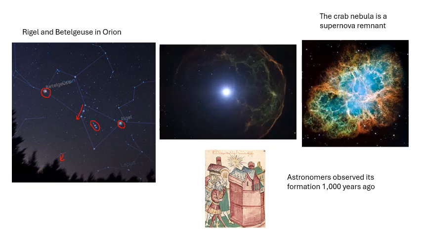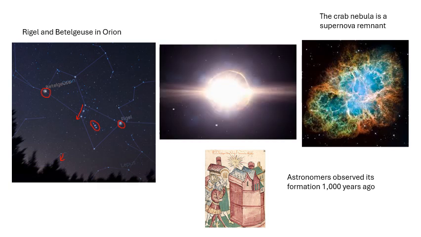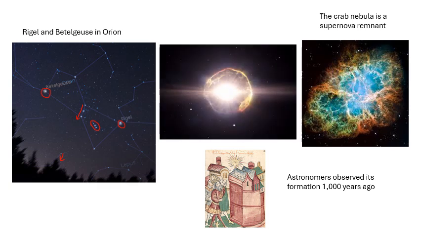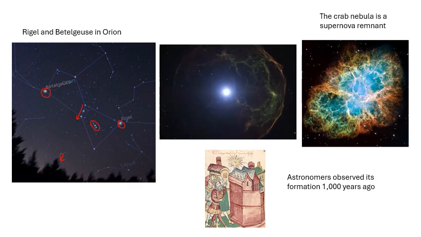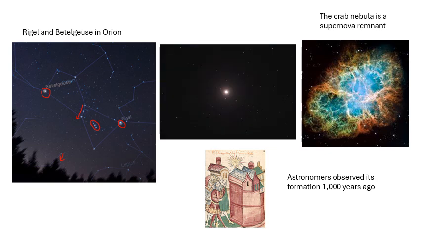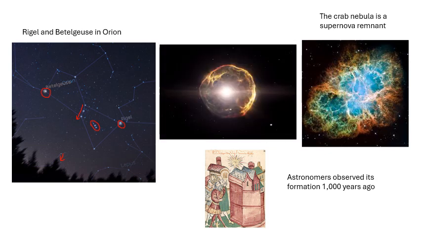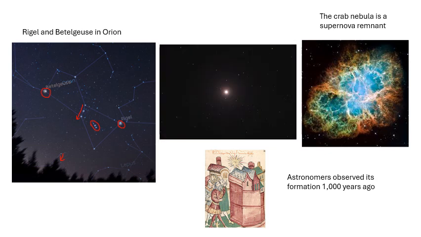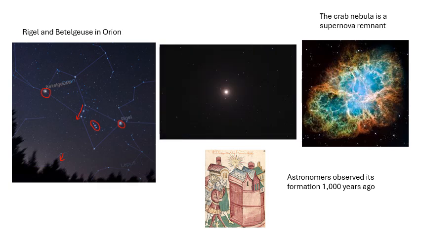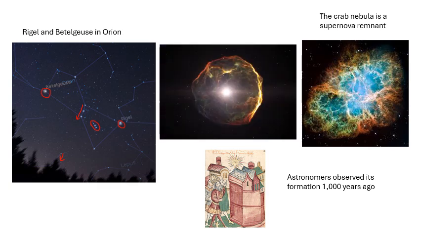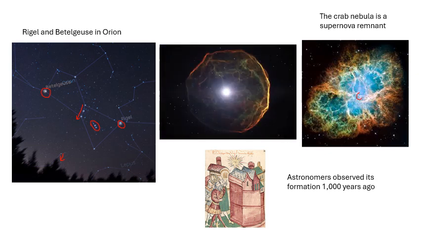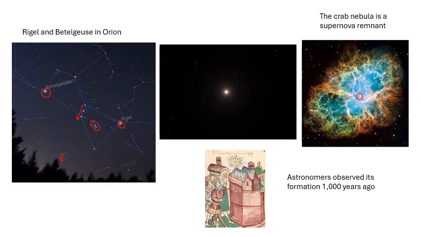Here is an animation of a supernova, and it's boom, there you go. And then what you're left with is a nebula. It's called a supernova remnant, and this is the Crab Nebula, and we observed this about 1,000 years ago. Chinese astronomers, amongst others, observed the explosion, the supernova that produced the Crab Nebula, and somewhere in the middle of there is a black hole.